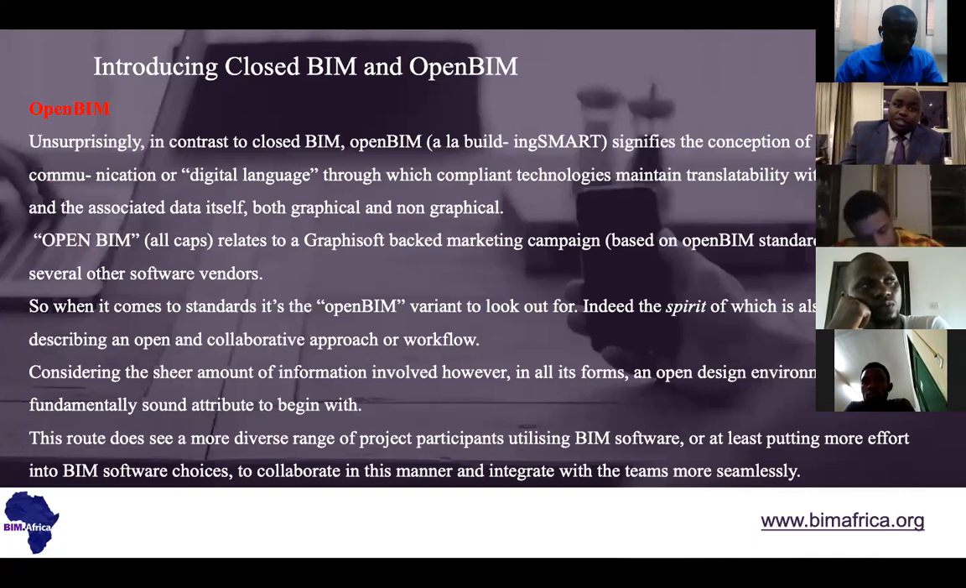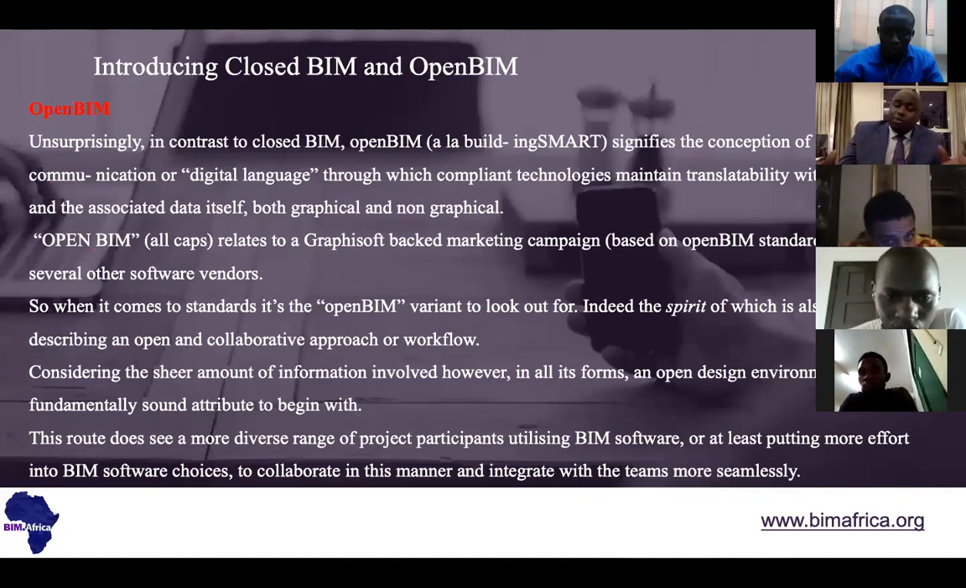Open BIM leads to things like IFC, so when it comes to standards, it's open BIM variants to look out for. It's the best approach where you can be using your graphic software, somebody is using his Autodesk, but IFC can be a good platform that we can all find ourselves on.